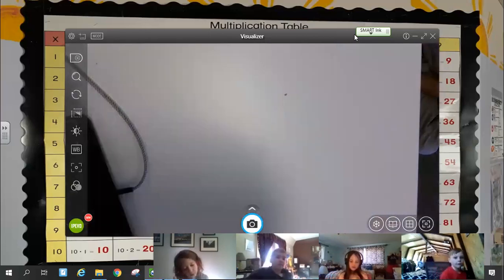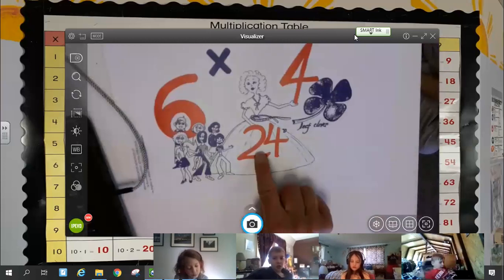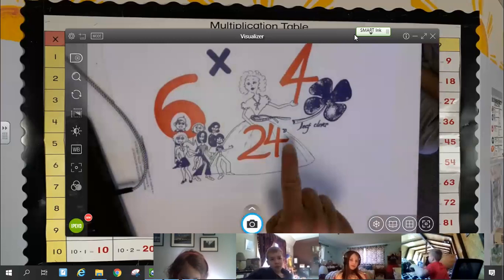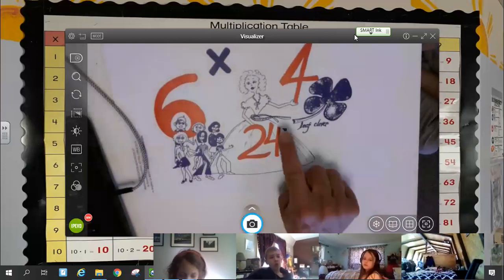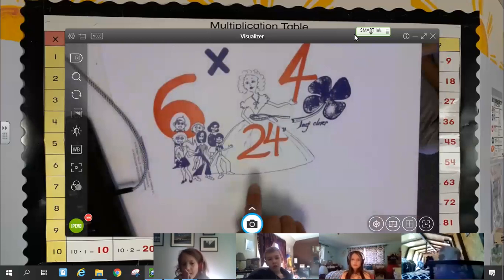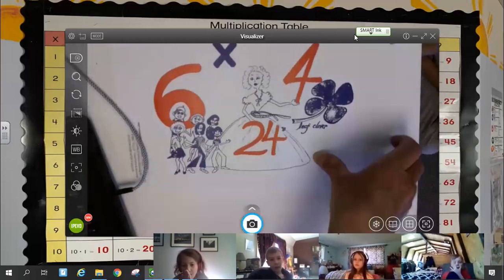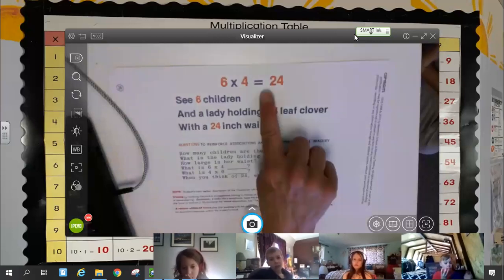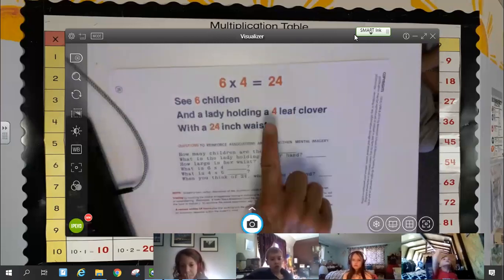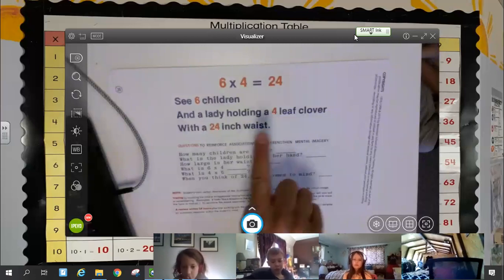Okay, 6 times 4, what does it equal? Look at the 6 people. Do you remember the woman, the lady holding the 4-leaf clover with a 24-inch waist? That's funny. Let's say it together. 6 times 4 equals 24. See 6 children and a lady holding a 4-leaf clover with a 24-inch waist.